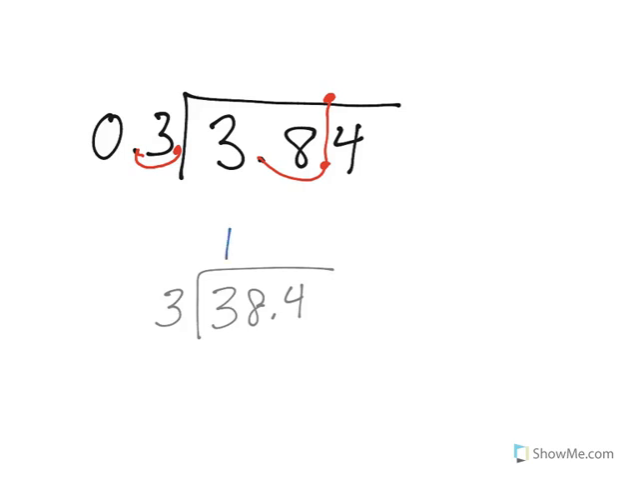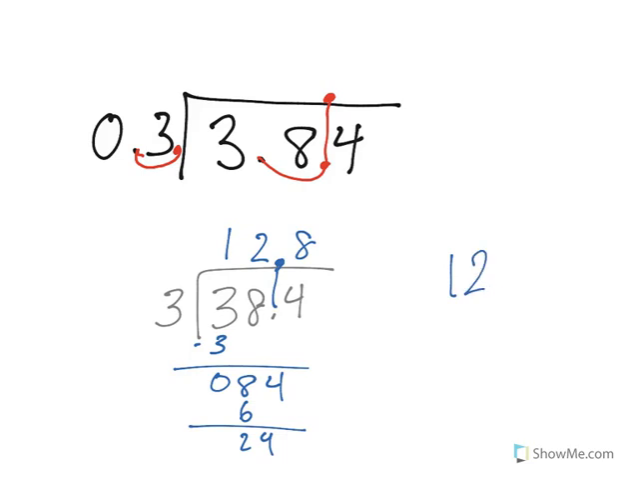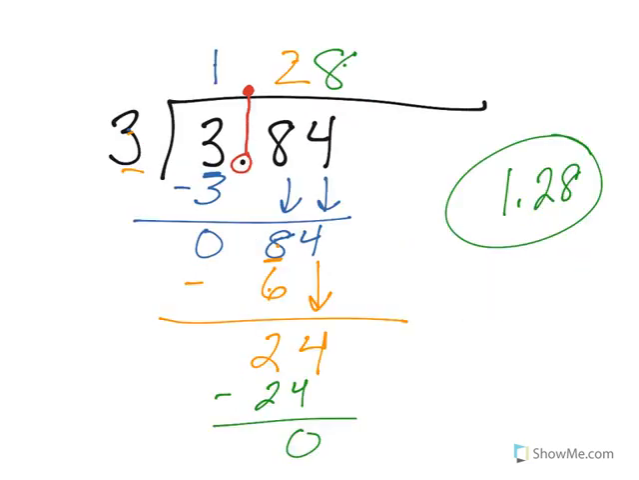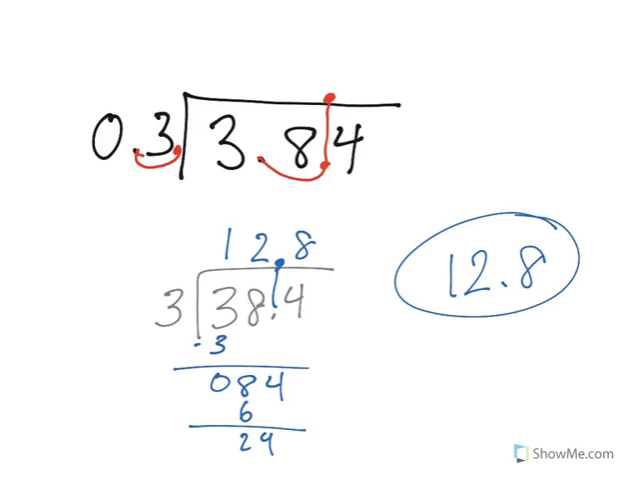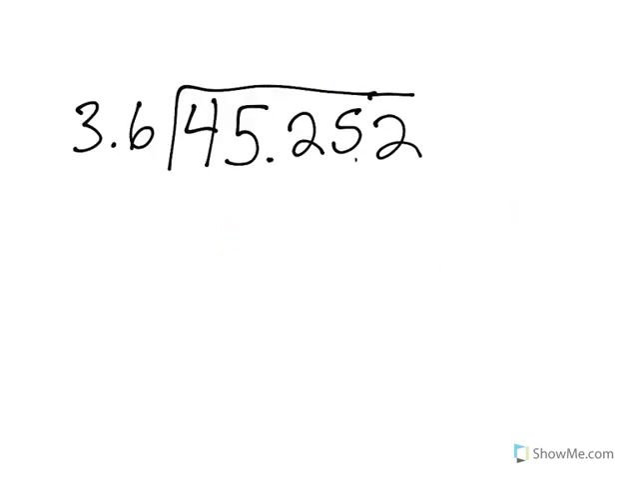Same idea. 3 goes into 3 one time and I subtract. 3 goes into 8 2 times and I get 6. 3 goes into 24 8 times, and so now my answer is 12.8 instead of 1.28. Right, so it's important that we note decimal placement on the outside. Let's do a couple more, 2 more that are a little more difficult.